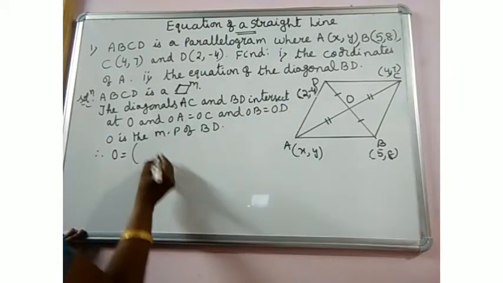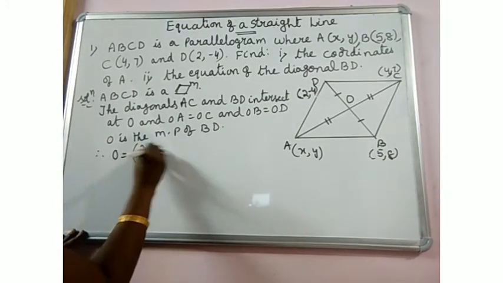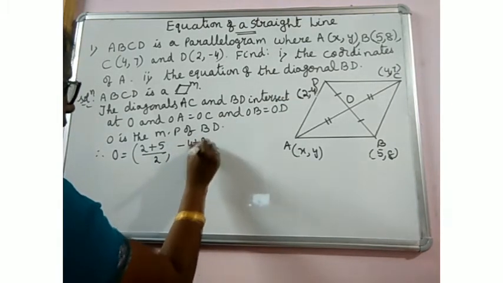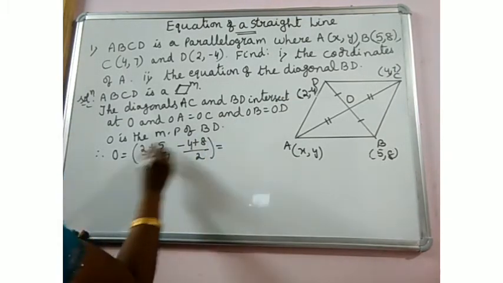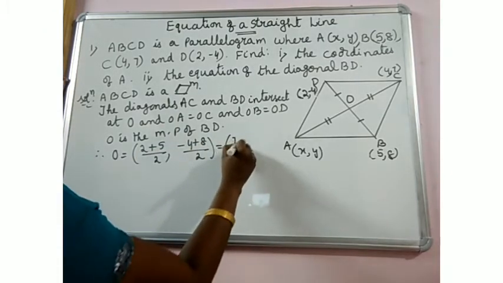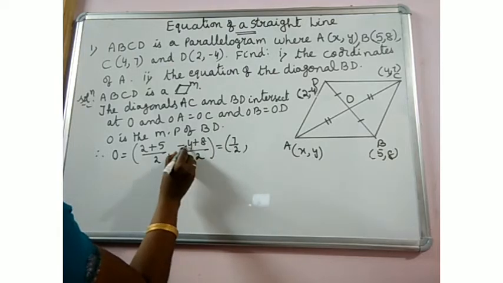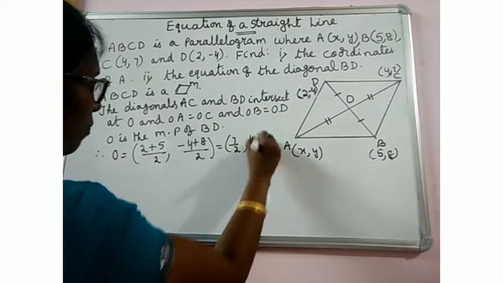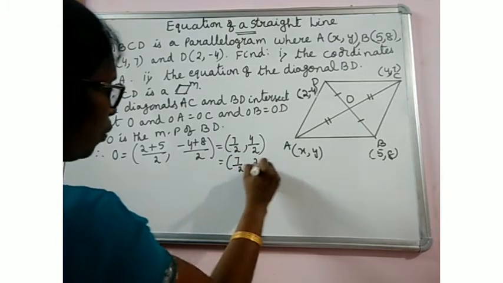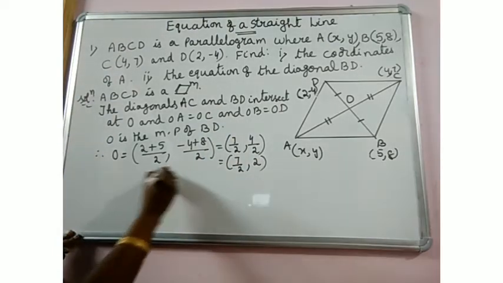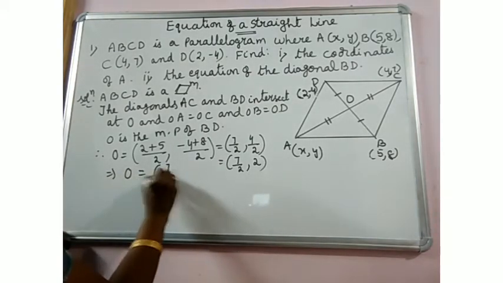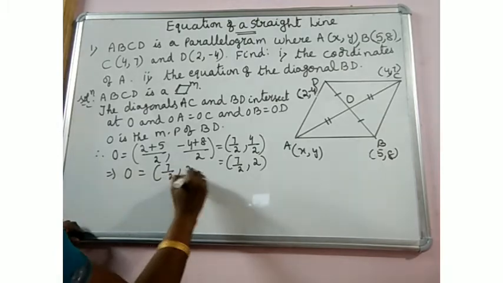So coordinates of O are (2 plus 5) by 2 and (-4 plus 8) by 2. 2 plus 5 is 7 by 2. 8 minus 4 is 4 by 2, and 4 by 2 is 2. So the coordinates of O we got are (7/2, 2).